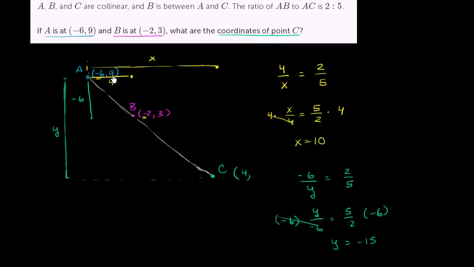So if our y value is 9, and we subtract 15 from that, where does that put us? 9 minus 15 is going to put us at negative 6. I almost made a careless mistake. 9 minus 15 is negative 6. I was wondering, this seems very low to be at positive 6. So (4, -6) are the coordinates of point C.